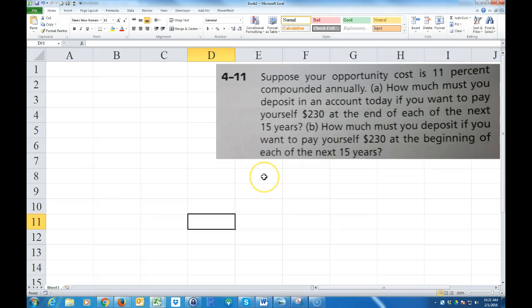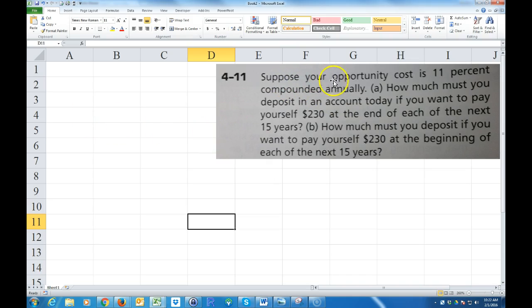Okay, so I've had some questions on problem 4-11 in your textbook. And basically the question is asking for the present value of two different annuities. And so we're going to talk about ordinary annuities and annuity dues in this problem. So let's just go ahead and get right into the problem.